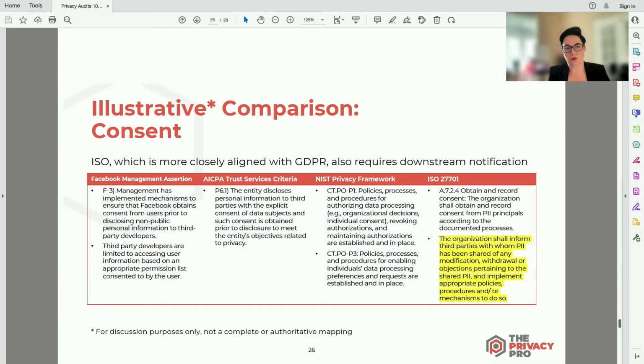Consent was another control. Here we also see a difference. All 3 of Facebook, Trust Services, and NIST required consent to be obtained and then respected. You only disclose data in accordance with that consent. But under ISO 27701, we see a requirement for downstream notification of changes. So if you've been working with GDPR, that's not unfamiliar to you. And I said before, ISO is much more aligned with GDPR. So this is where we start to see the differences.